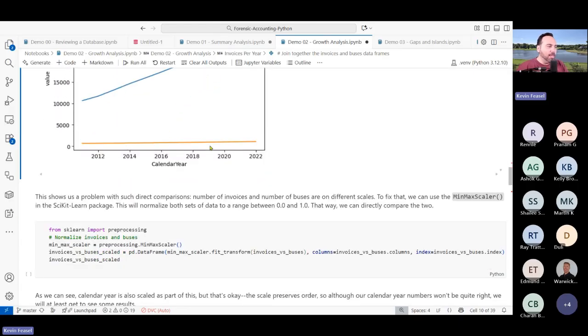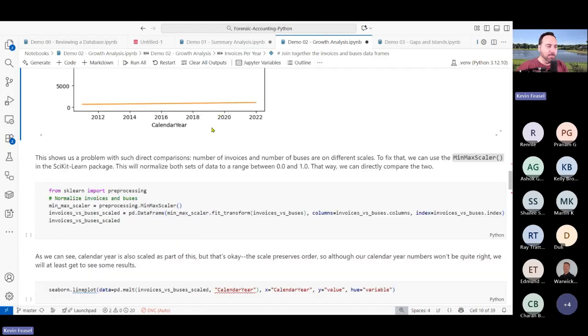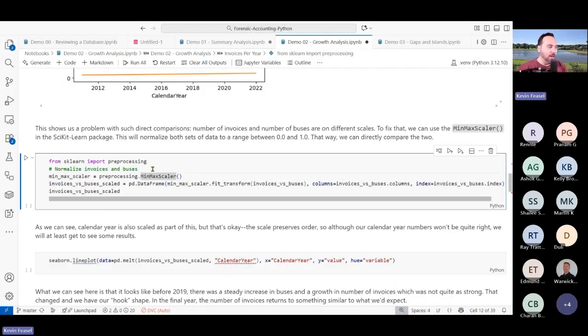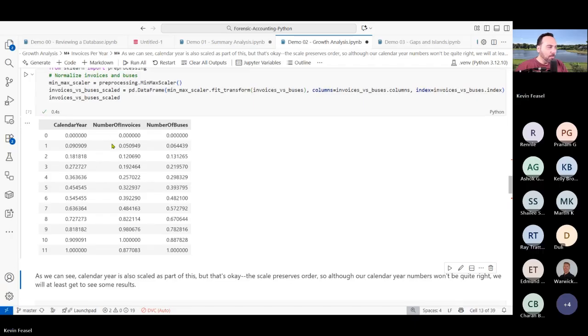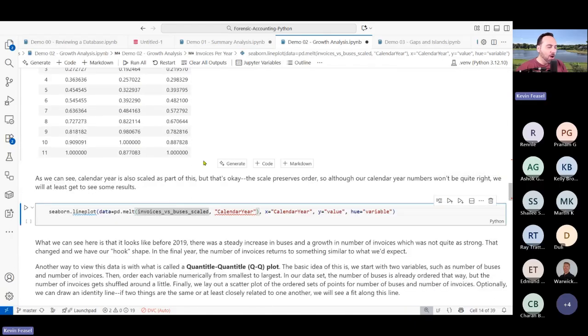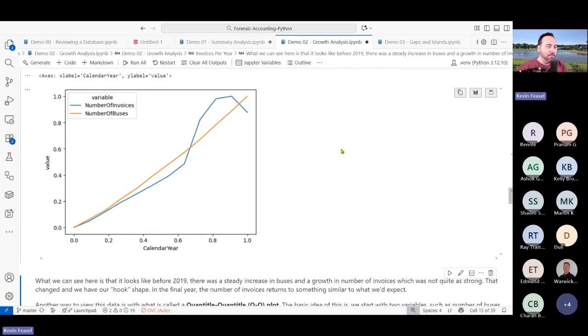But again, this line isn't helpful. It's not showing us anything because these two are not on the same scale. So we need to rescale. And I can use that from scikit-learn. There is in pre-processing a min-max scaler. What this will do is convert the smallest data point to 0.0, the largest data point to 1.0, and maintain the distribution of data along the way. Where that gives us a benefit is that we can then plot both of these on the same plot and have the same axis.